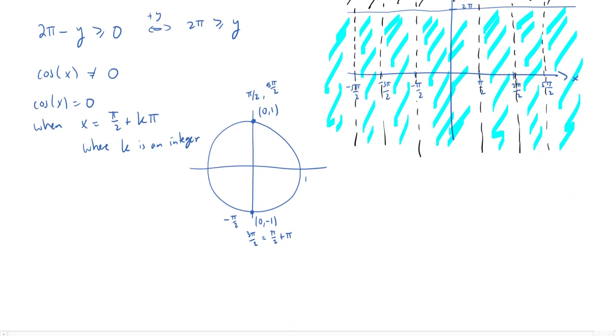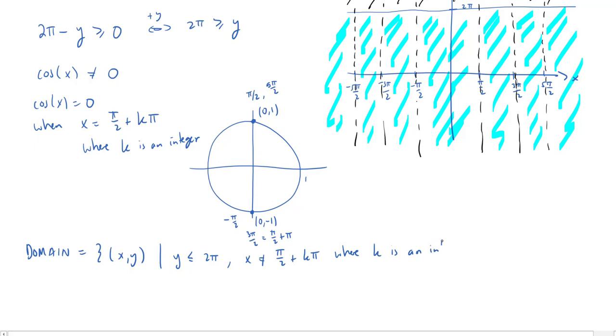From a set builder notation point of view, we would have that the domain equals all pairs x comma y, where y is less than or equal to 2 pi, and x is not equal to pi over 2 plus k pi, where k is an integer. Or if you're a math major, you should learn to write this as k is an element of the set of integers. All right, and there is our domain.